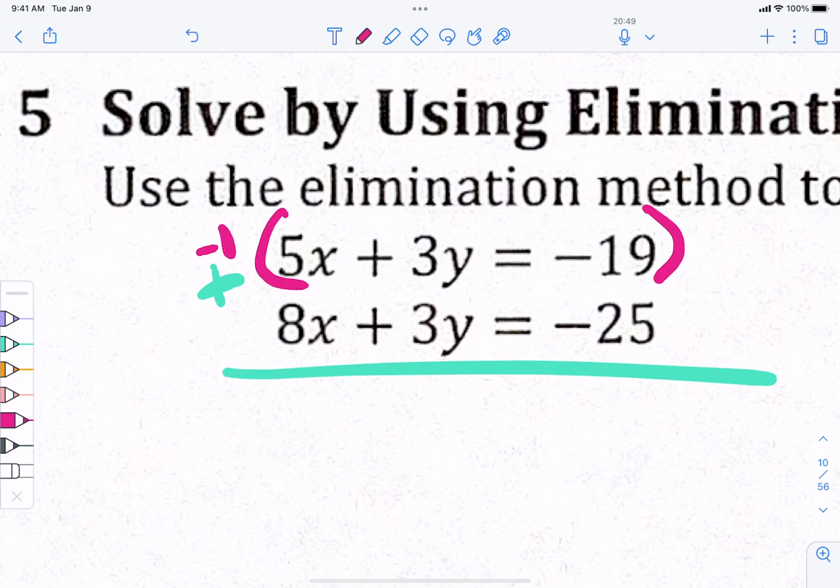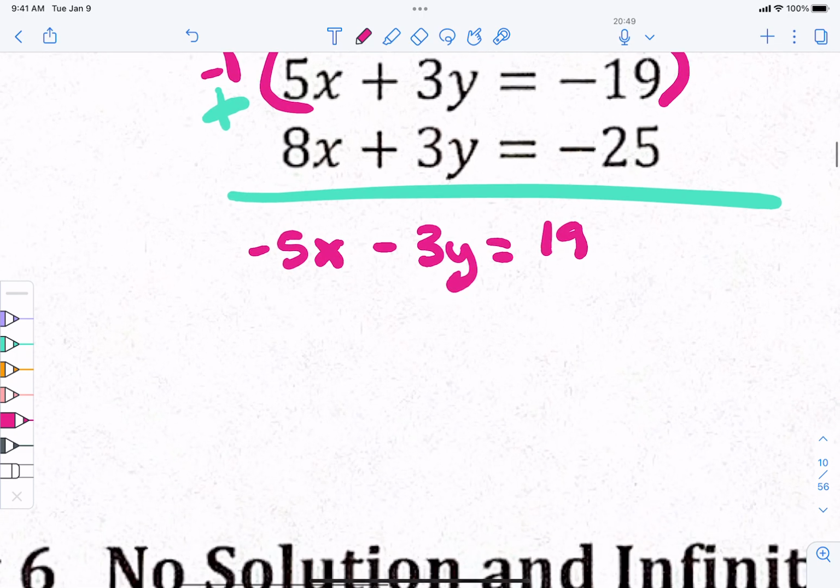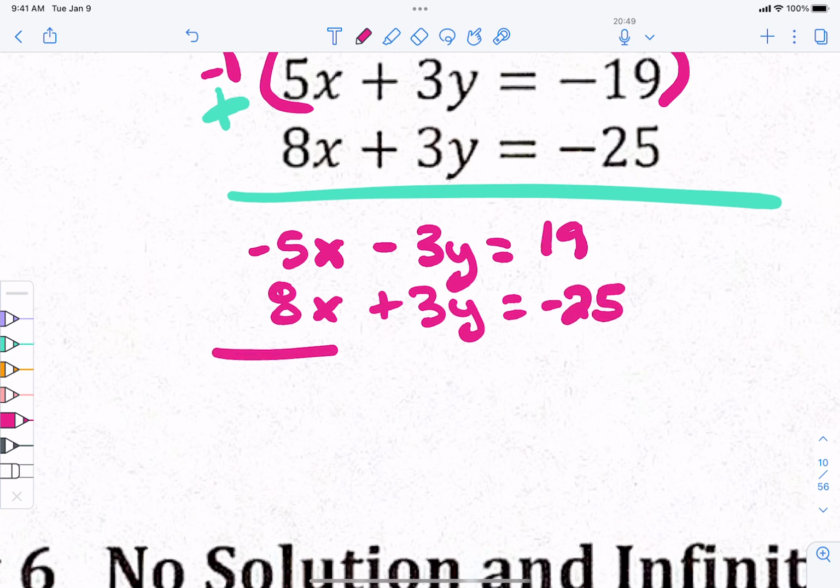Okay. All right, so this would be -5x minus 3y equals positive 19. Yep. And then I'm going to rewrite just the other one right below it. So 8x plus 3y equals -25. Okay. Then I just add them together, right? And just like we wanted it to happen, -3y plus 3y should end up going away. And if it doesn't, then I did something wrong, right? What's -5x plus 8x?